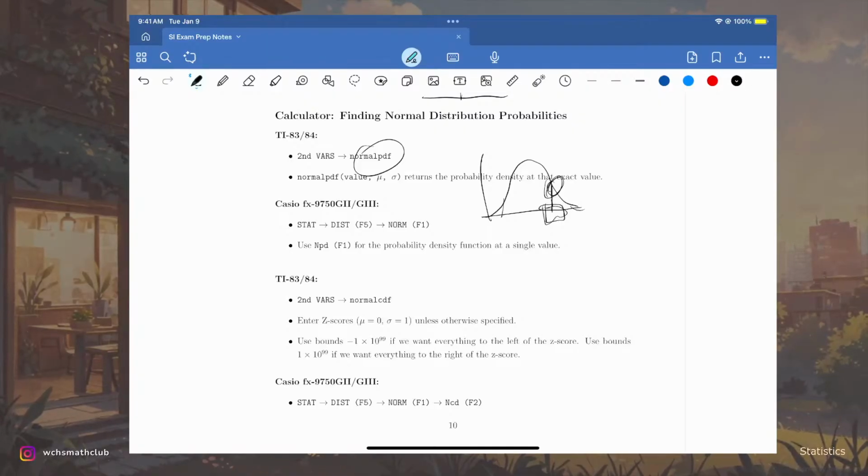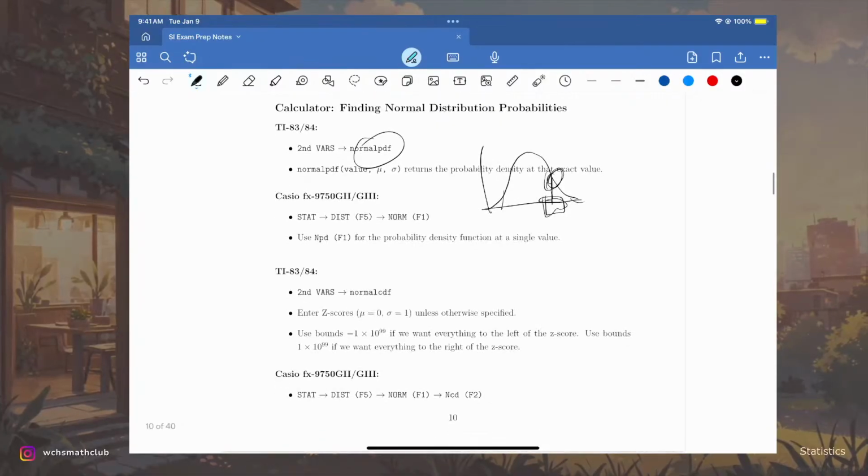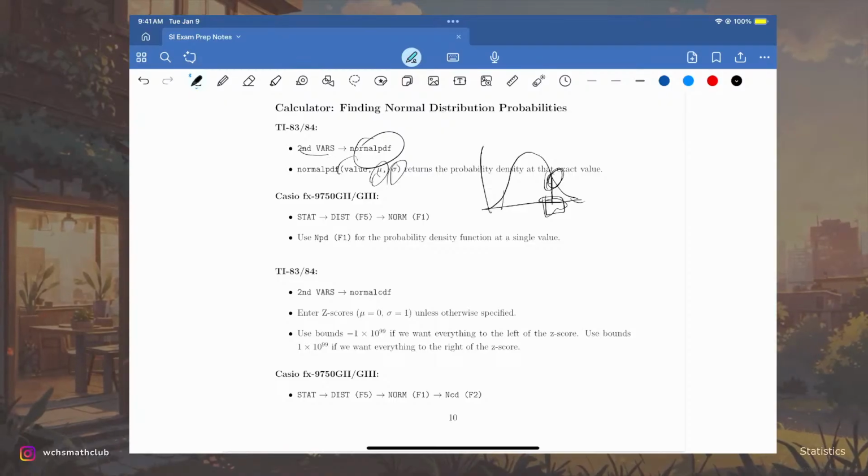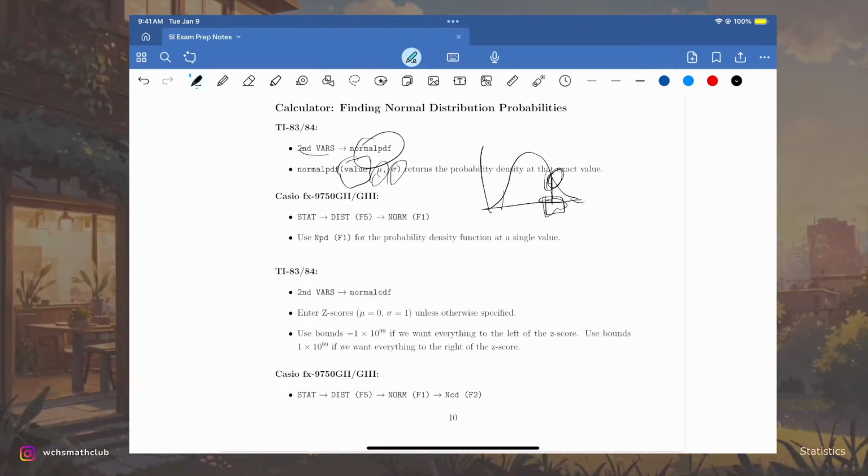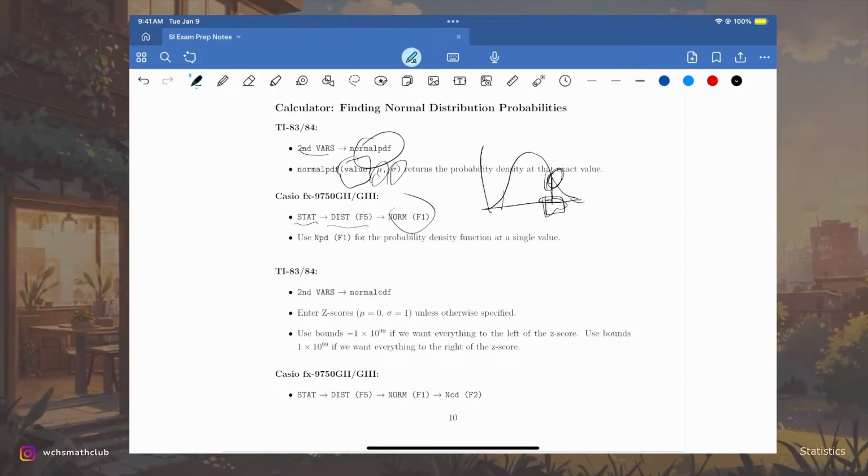And you can do this on your TI-84. It'd be going to second, vars, normal PDF, enter your mean value, enter your sigma value, and also enter the value you want to get the probability for. On your Casio, it'd be somewhat different. It'd be stat, press F5, norm, and then use NPD, normal PDF, for the probability density at that single value.